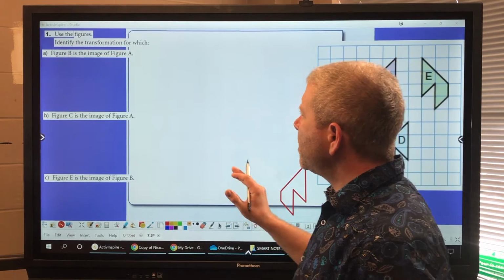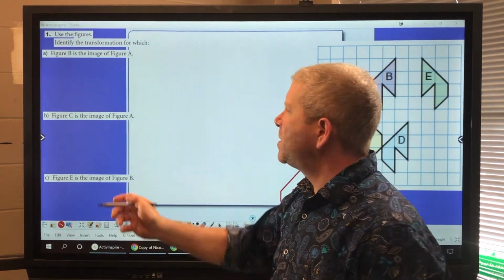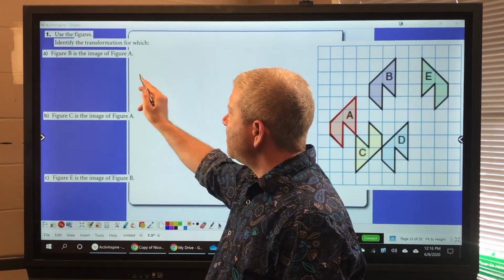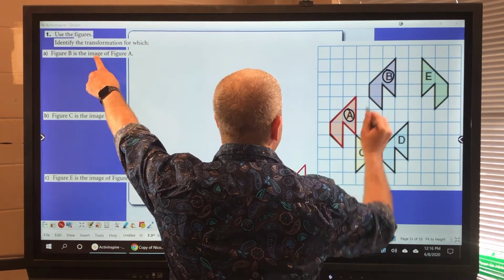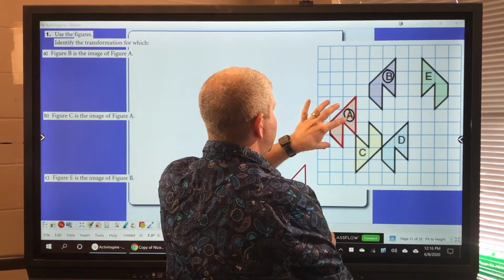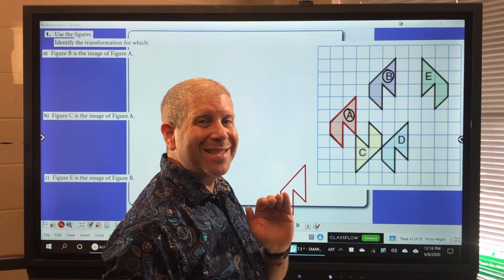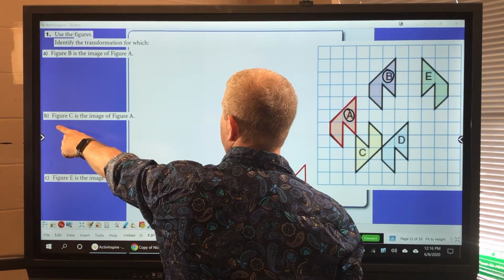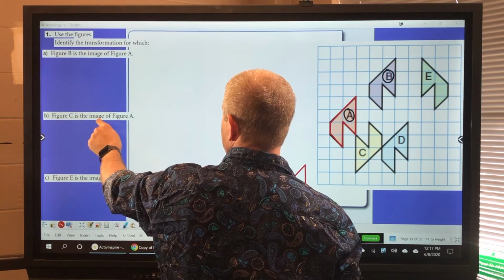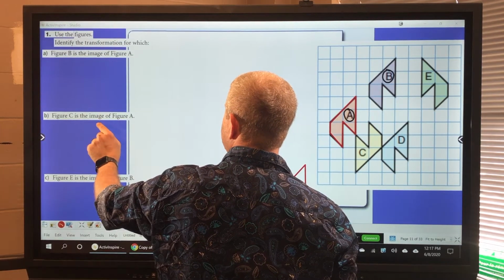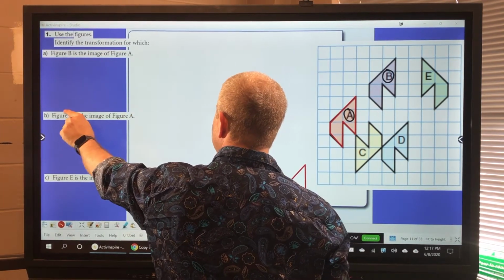So when we're talking about these questions, it's important to understand when we say figure B is the image of figure A, so if B is the image, that means we start with A. We're always moving towards whichever figure is the image. So in B, figure C is the image, so we are moving towards figure C. So that means we're going from A to C.